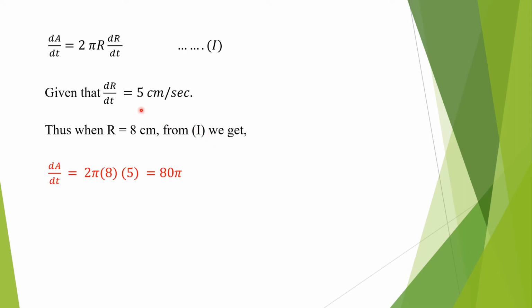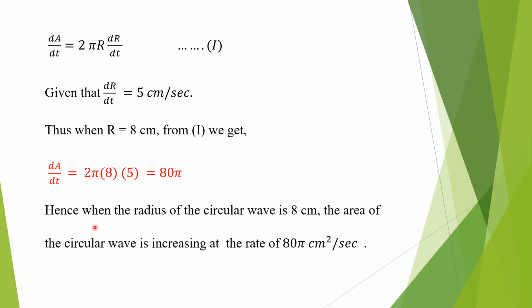Given that dr by dt equal to 5 centimeter per second. Also, the radius is r equal to 8 centimeter. From equation 1, we get dA by dt equal to 2 pi times radius r equal to 8 centimeter times dr by dt which is 5. Putting the values, we get dA by dt equal to 8 into 5 is 40, 40 into 2 is 80, 80 into pi, that is 80 pi. When the radius of the circular wave is 8 centimeter, the area of the circular wave is increasing at the rate of 80 pi centimeter square per second.